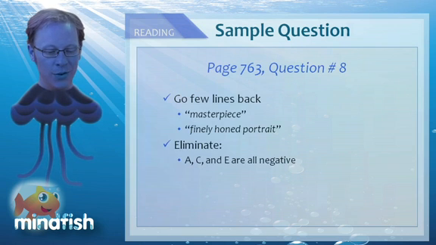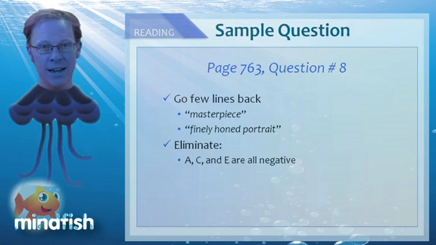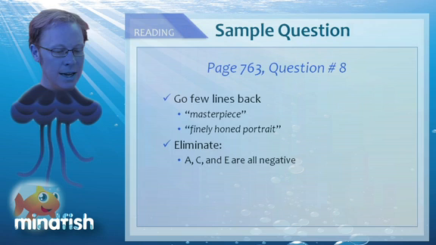Let's get rid of answers A, C, and E. A is resentment, a highly negative word. C is confusion, also a negative word. And E is probably the hardest word of the bunch, derision. Derision means harsh criticism.